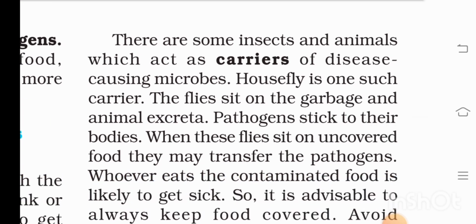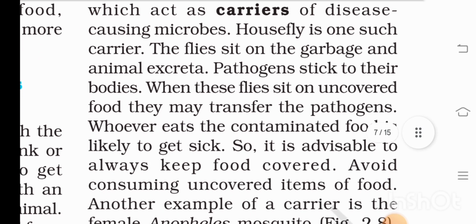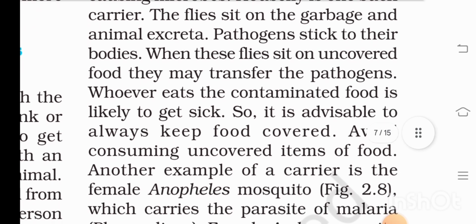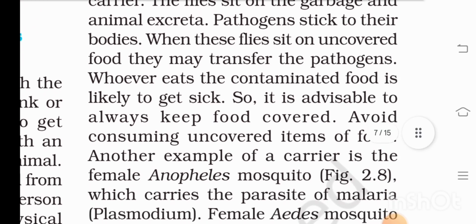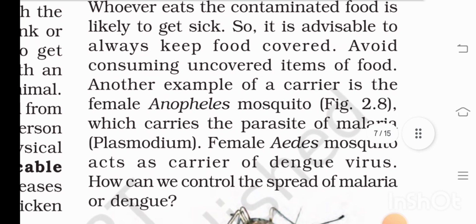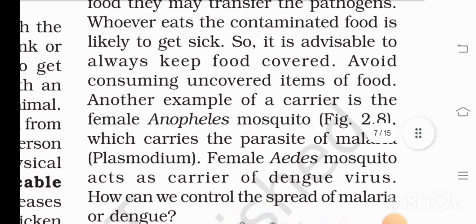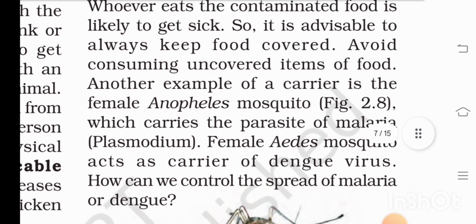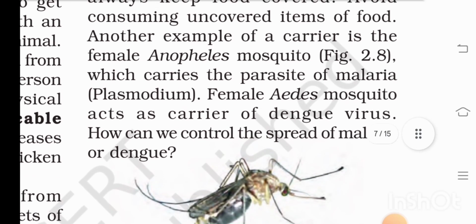There are some insects and animals which act as carriers of disease-causing microbes. Housefly is one such carrier. The flies sit on garbage and animal excreta, and pathogens stick to their bodies. When these flies sit on uncovered food, they may transfer the pathogens. Whoever eats the contaminated food is likely to get sick. So it is advisable to always keep food covered. Avoid consuming uncovered items of food.